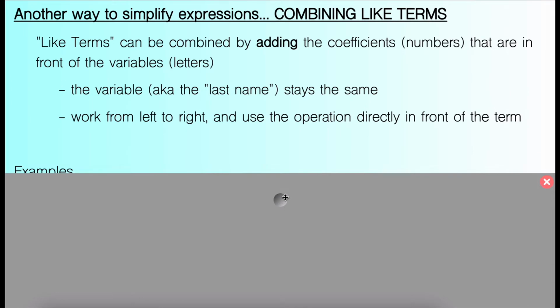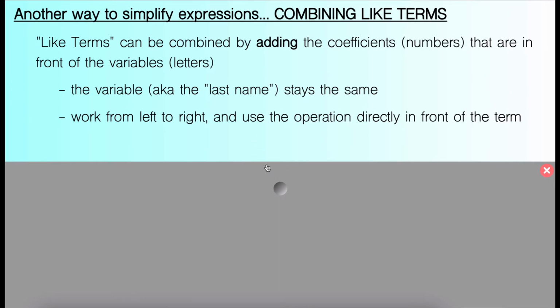So why even talk about like terms in the first place? Well, because you can combine like terms, and that's another way that you can simplify an algebraic expression. And here's how you do it. I wrote out a lot of stuff here, but let's ignore the words for now. Like terms can be combined together.